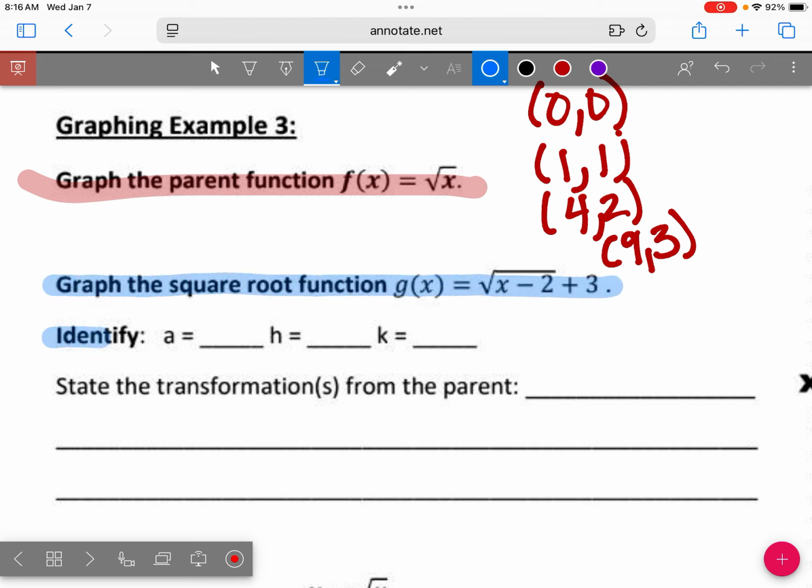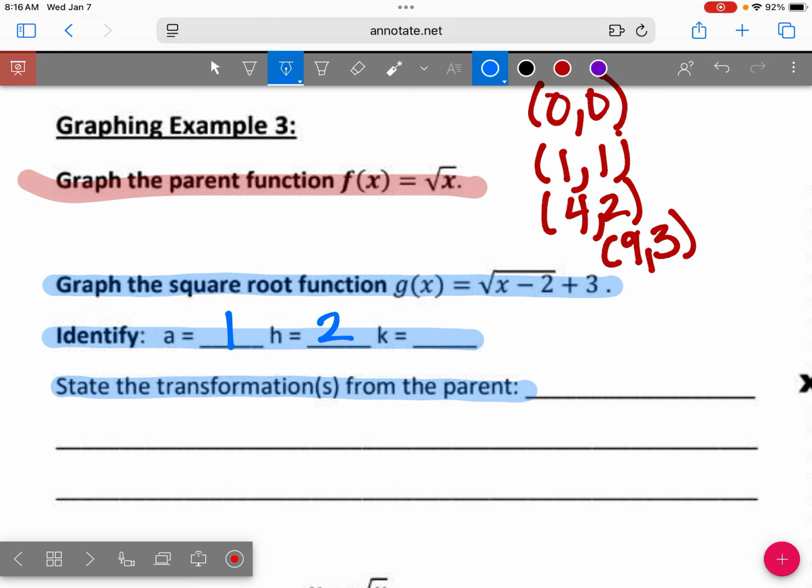We're going to graph this. We're going to start off by identifying a, h, and k, and then we're going to state the transformations. So in this function, what is the number in front? When you don't see a number for a, that means a is what? 1. Good. Let's go ahead and put that down. h is under and opposite. So it's not -2, it is +2. Good.